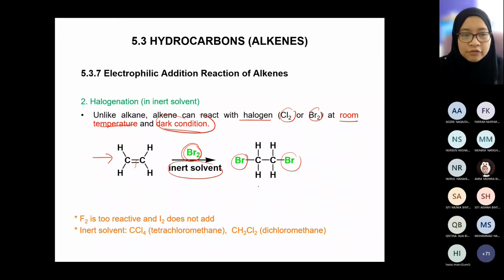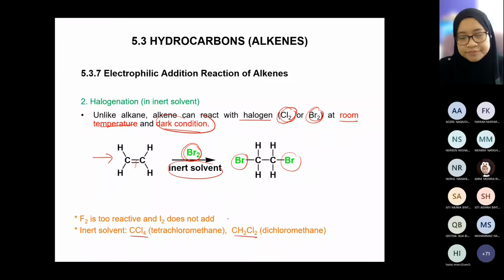Okay, so F2, please take note that fluorine is too reactive, so normally we don't go for fluorine. Okay, and iodine just does not add. Iodine cannot simply add directly into the alkenes. So we would go for chlorine and bromine only. Okay, so what are the inert solvents that are commonly used? CCl4 and CH2Cl2. These two are considered inert and won't take part in the reaction.